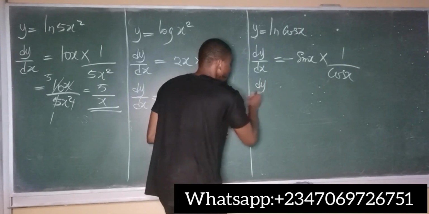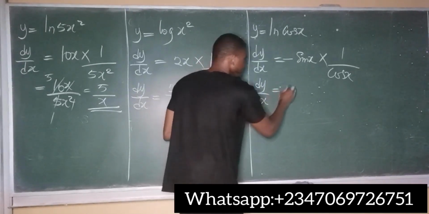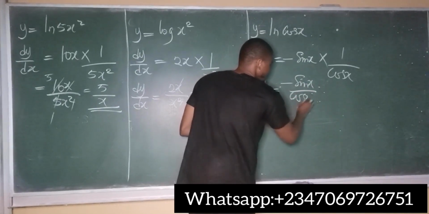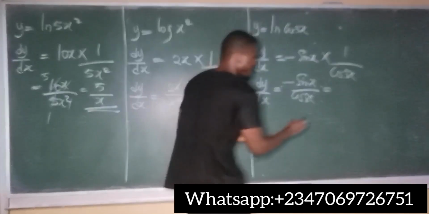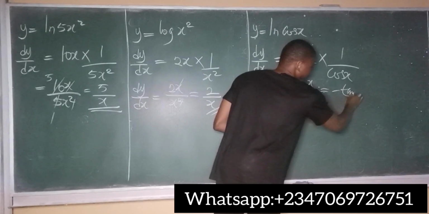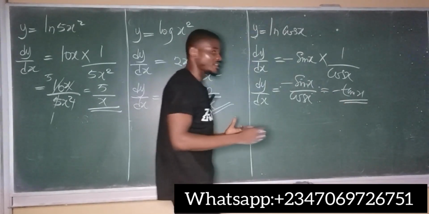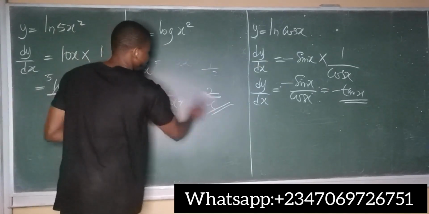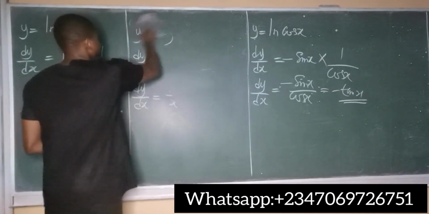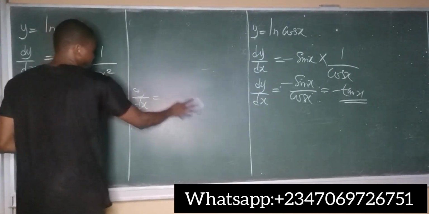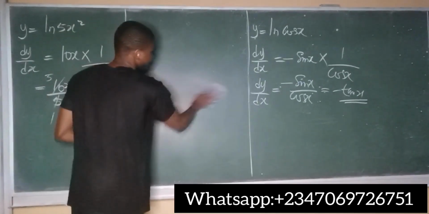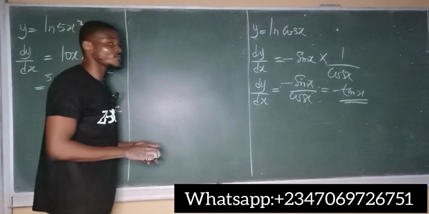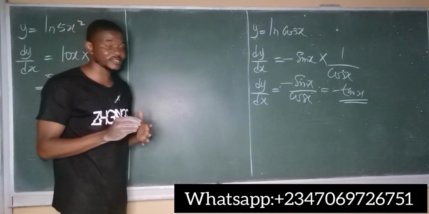Therefore, dy/dx is simply what? Minus sine x all over cos x, and that's simply what? Minus tan x. So you simply have this. Let's try one more example and see. Alright, so even exponential functions are also not exempted from this.